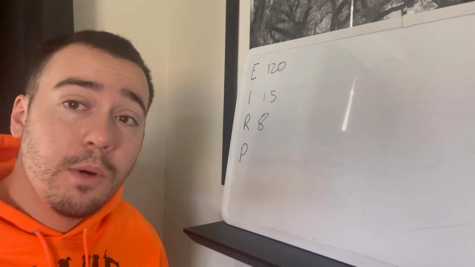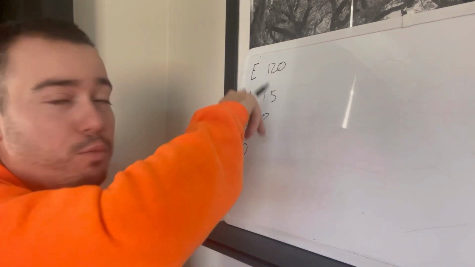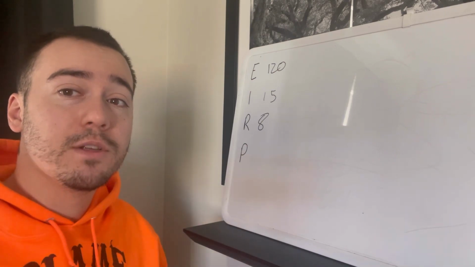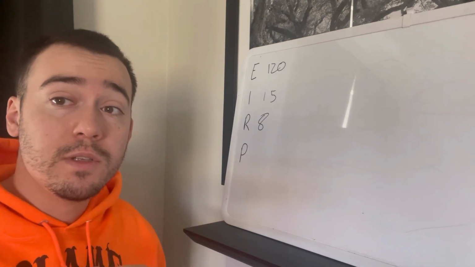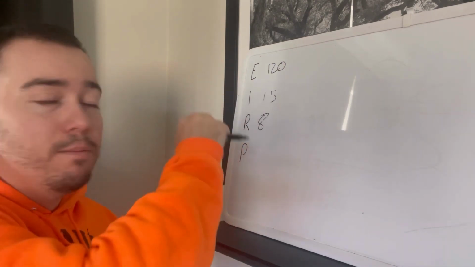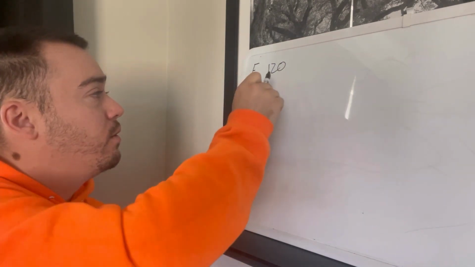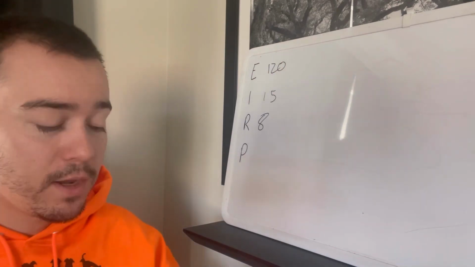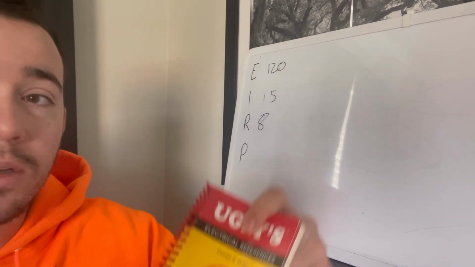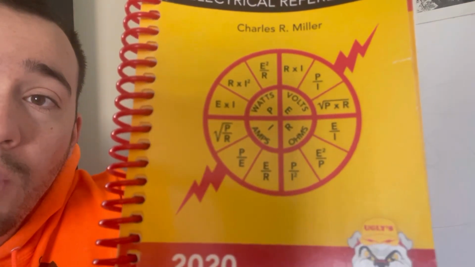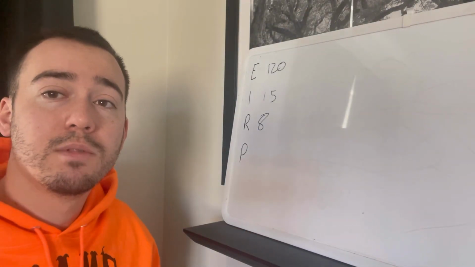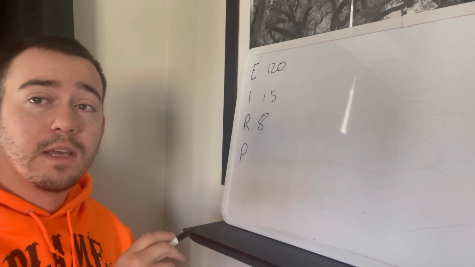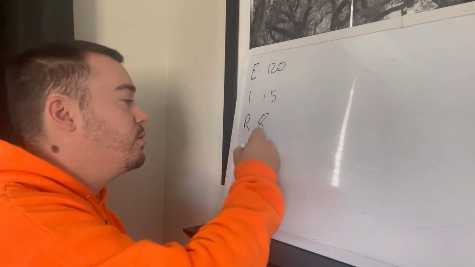See, I told you, no matter what, if you have two numbers, you can find all of it. The math is super simple, and it proves that electricity works because it all makes sense. So you have your 120, your 15, your 8. Let's just find the watts again. We've already done this one. There's your watts. Look at the wheel again. E times I, or voltage times amps. 15 times 120 is 1800.